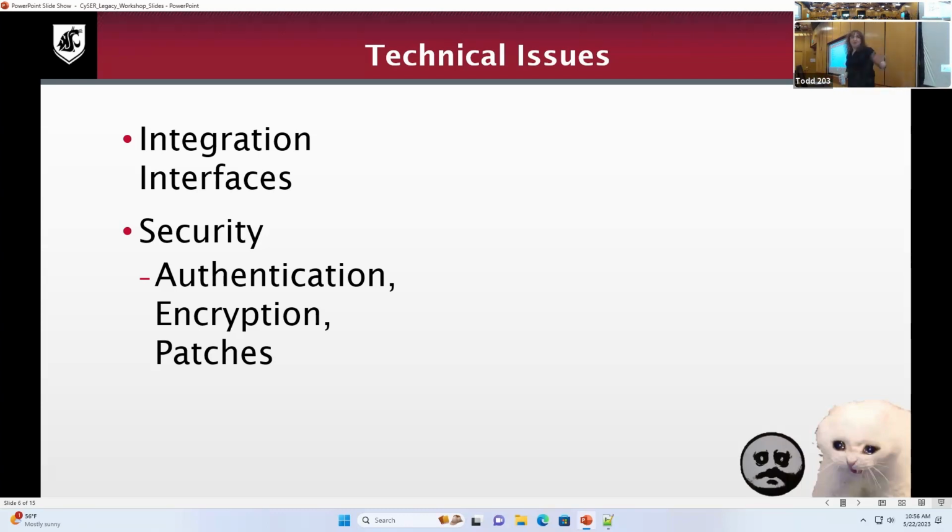But where patches are available, you should have them implemented. It just depends on how old the system is; you might have to work around that. These systems are often also very fragile.